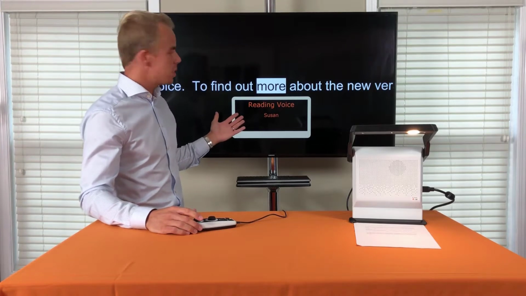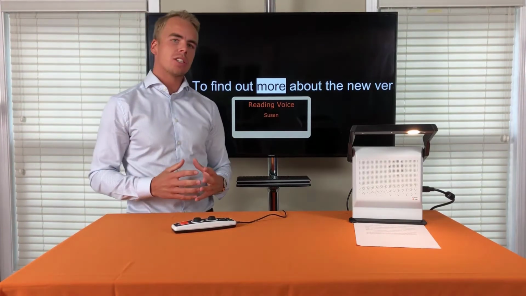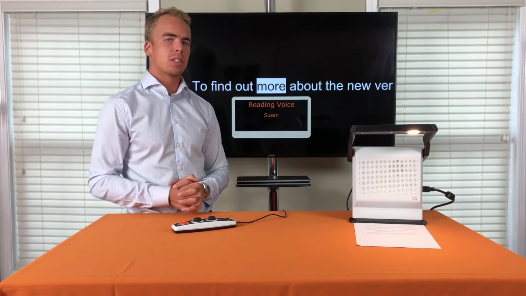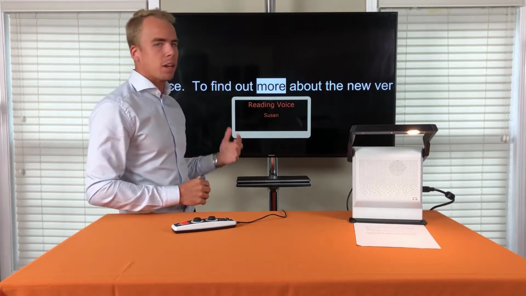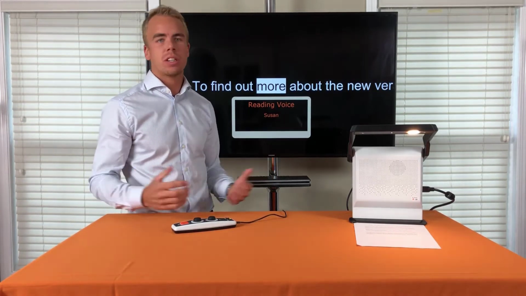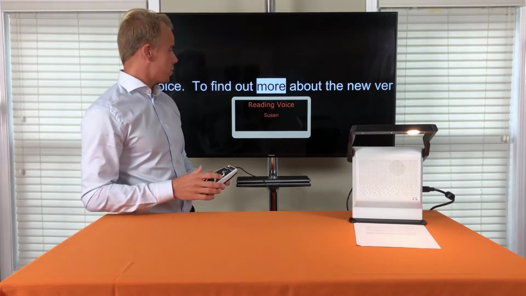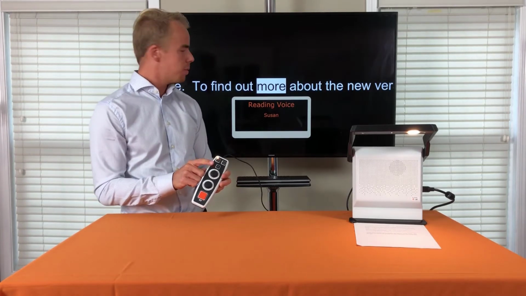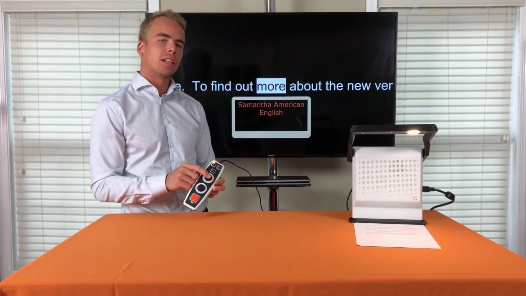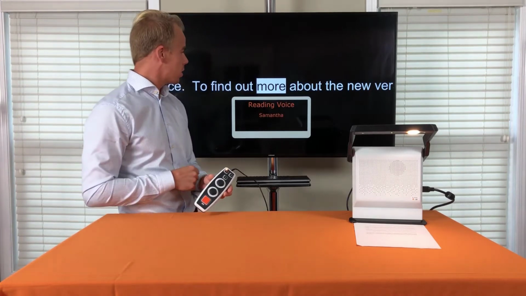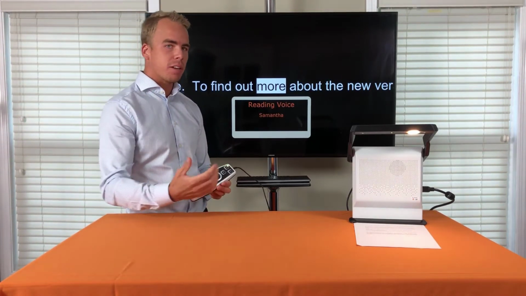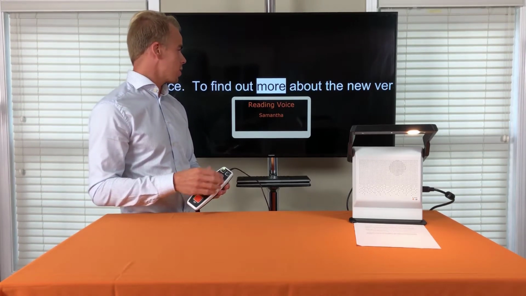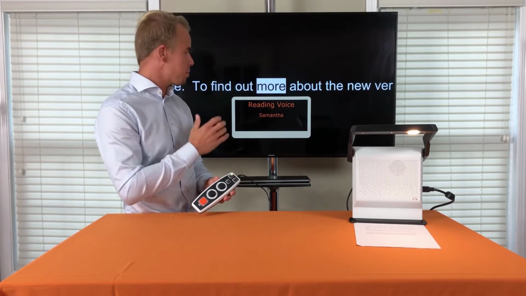So the first one that appears is reading voice. So I can change the reading voice into, let's say, a man or female. I have some different options in each language. I can also choose to have Spanish, French, Italian, Swedish, whatever I prefer. So let's change from Susan to something else. Let's take Samantha instead. Samantha, American English selected. As you can hear, I have voice feedback on everything I'm doing. So I'm moving on in the settings menu now. So I changed reading voice from Susan to Samantha.